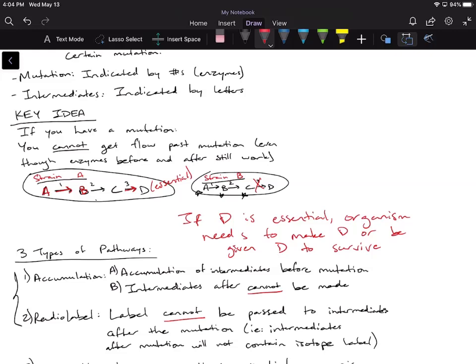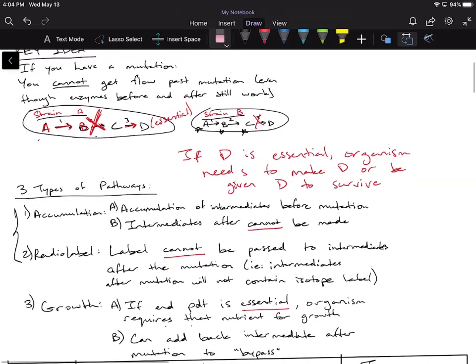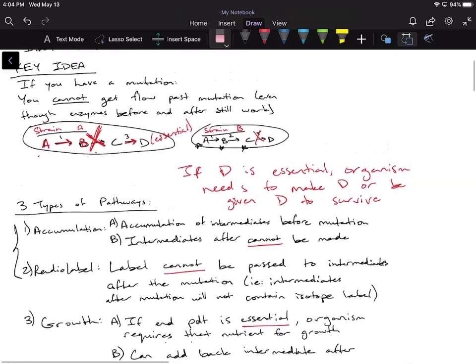So the idea here is that if D is essential, the organism needs to make D or be given D to survive. Let's say that in this strain, what we're doing is mutating enzyme number 2. The strain can then convert A to B, so we're going to see an amount of A and B. Can we get to C and D? No. So the point of a growth pathway is that we can add back an intermediate after the mutation to bypass the mutation. If we know that D is essential, what do you think we can add to strain A so that it can live?